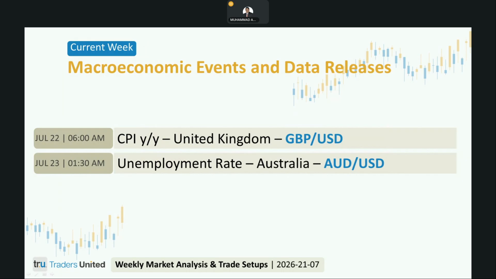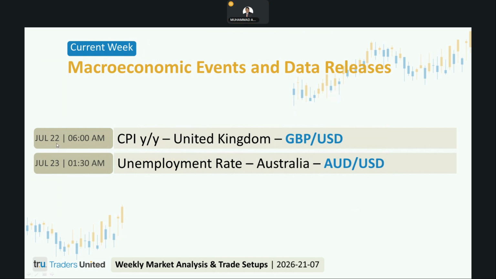Next, let me talk about the current week's macroeconomic events and data releases. I will be covering the key developments in the forex market with a focus on fundamental analysis. So these are the upcoming important news announcements.